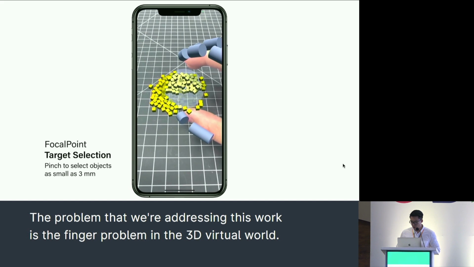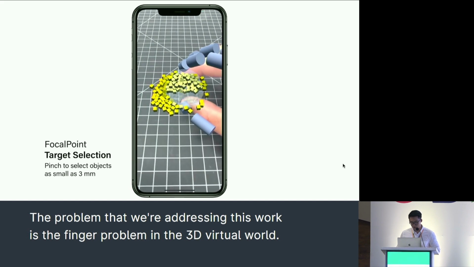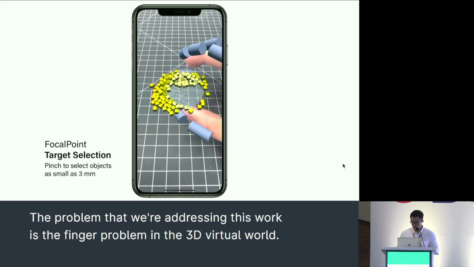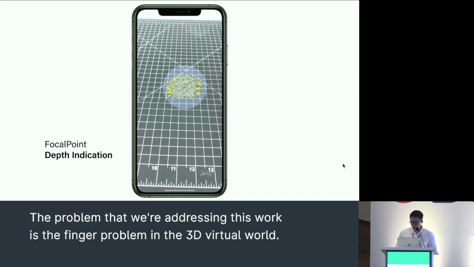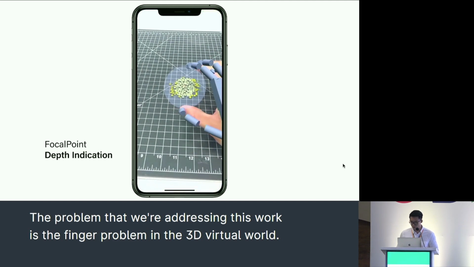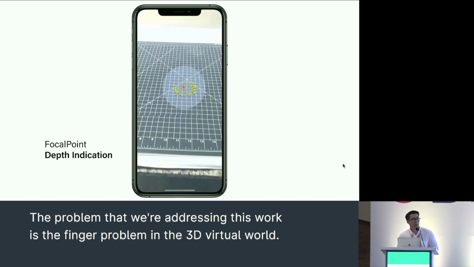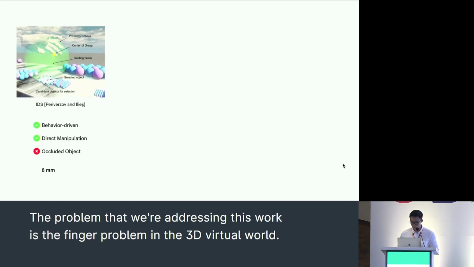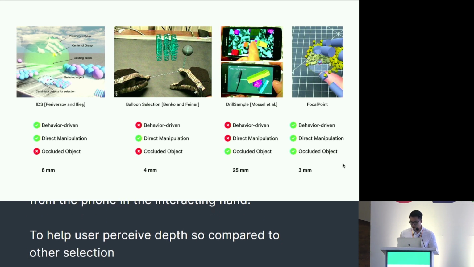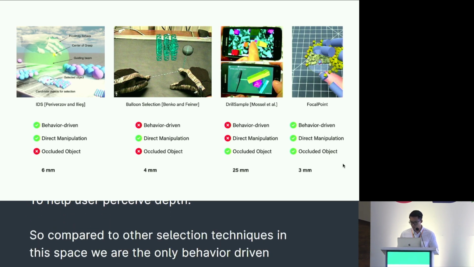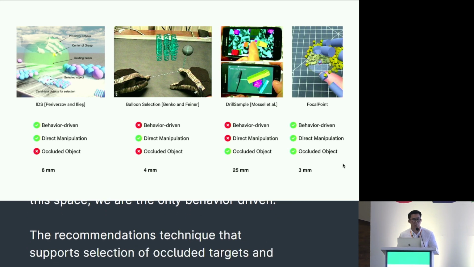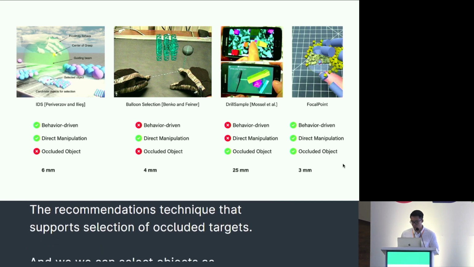To select the target object, the user would aim the center of the focal region at it and move their hand closer to the target to perform a pinch gesture. In addition, we also change the opacity of objects based on how far they're away from the phone and the interacting hand to help users perceive depth. So compared to other selection techniques in this space, we're the only behavior-driven direct manipulation technique that supports selection of occluded targets. And we can select objects as small as 3 millimeters, which is considerably smaller than the other techniques.